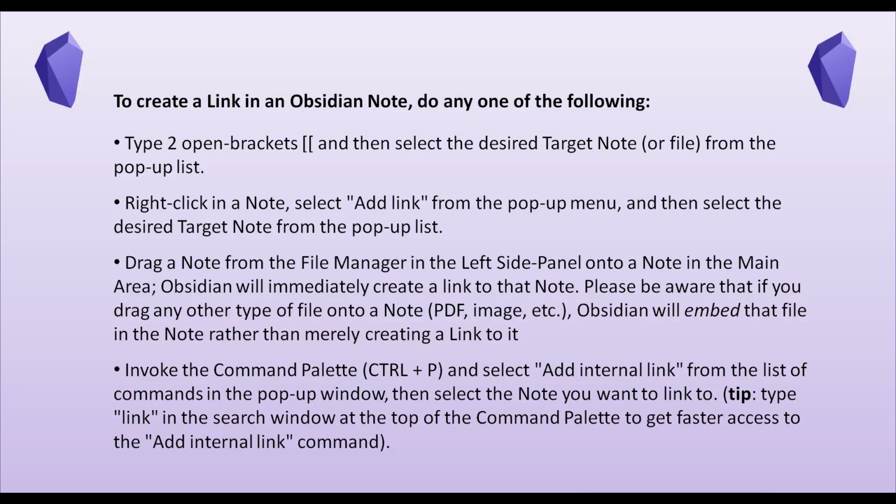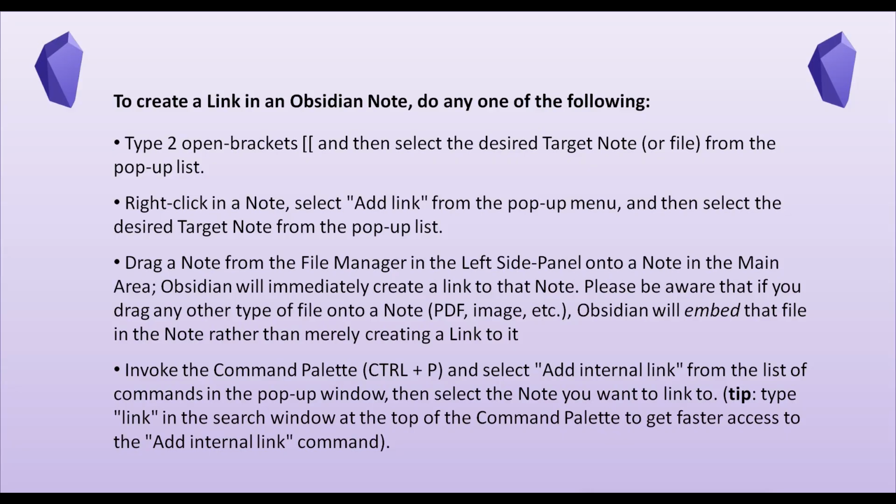There are several ways to create links in Obsidian. The first and probably most common one is manually. To create a link manually in Obsidian, type two open brackets. Obsidian will immediately open a pop-up window listing all your project's notes and files. Select the note or file you want to link to, and then Obsidian will add two closing brackets to complete the link. Another way to create links is to right-click in a note and then select Add Link from the pop-up menu. Obsidian will then present you with a window listing all your project's notes and files, and once again select the note or file you want to link to.